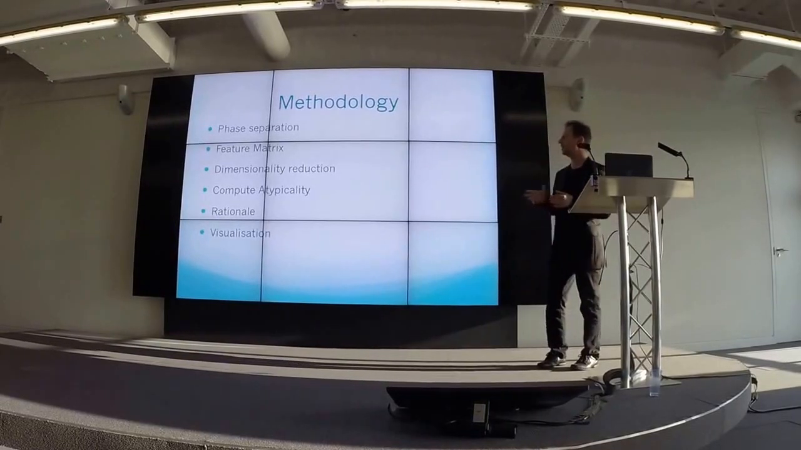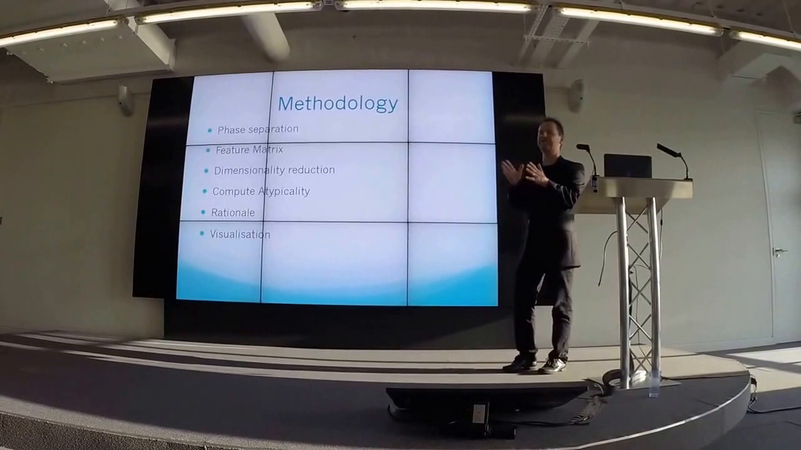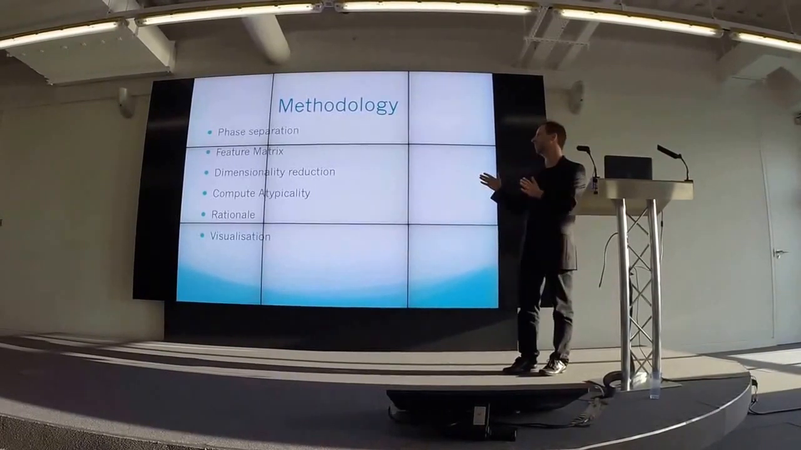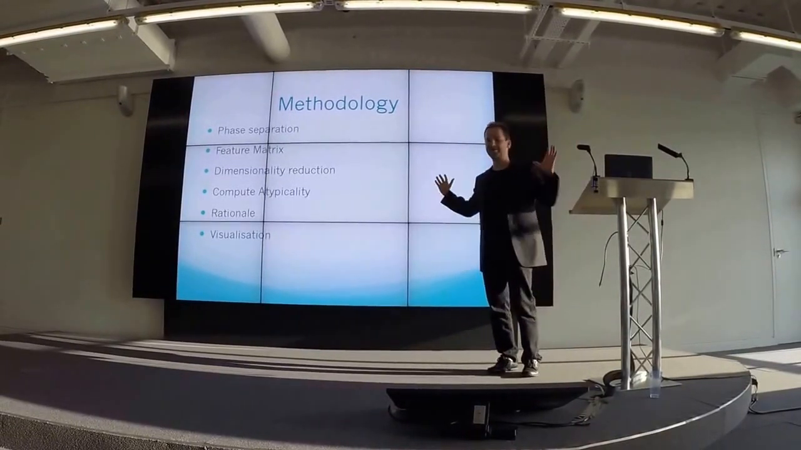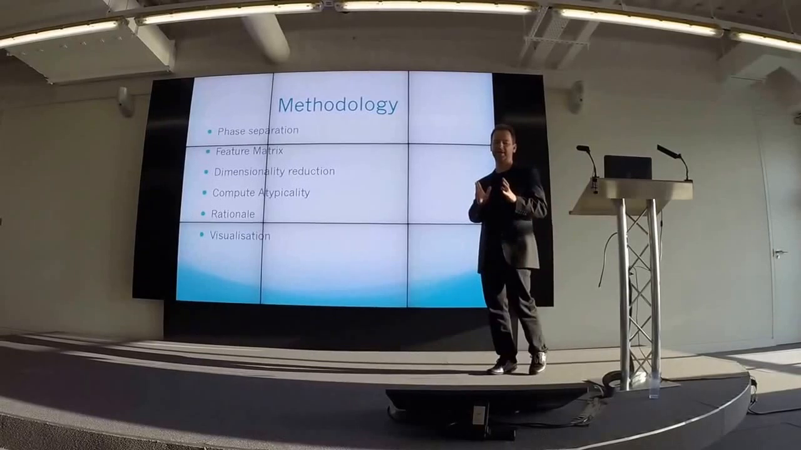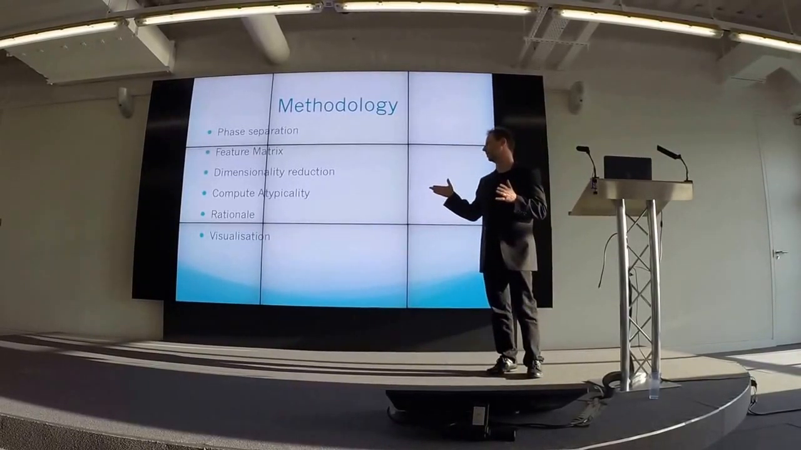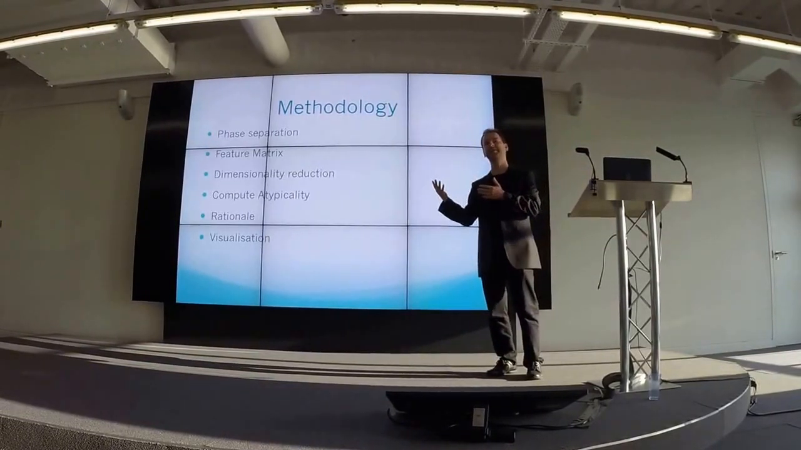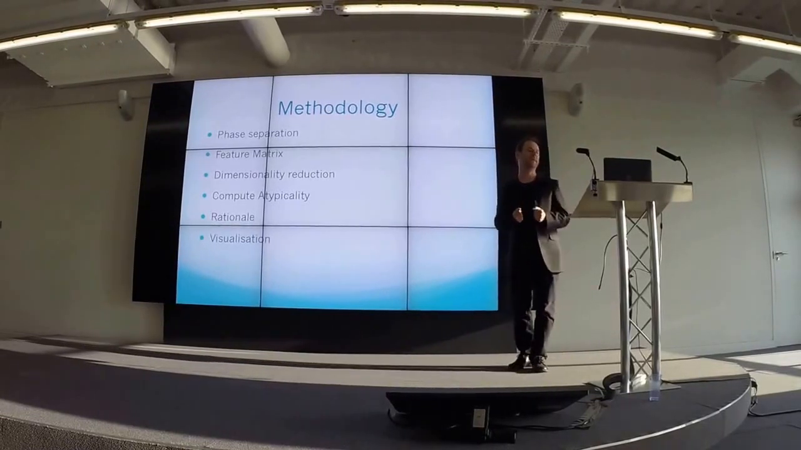The methodology, this is just a quick list. We have to separate the data by flight phases. We're going to create a feature matrix. Then we're going to do a series of dimensionality reductions, compute atypicality, create plain English text that explains why something is atypical, and also offer a visualization that explains why it is atypical.